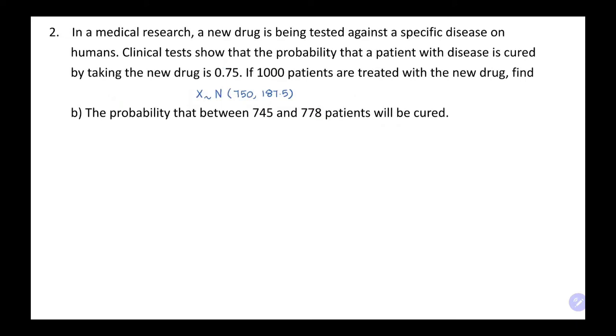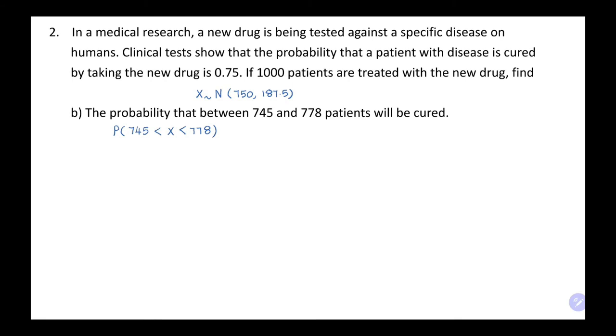We continue question B. Same question. Find the probability that between 745 and 778 patients will be cured. So we find P(745 < X < 778). Between means the sign doesn't have an equal sign, just less than and greater than.